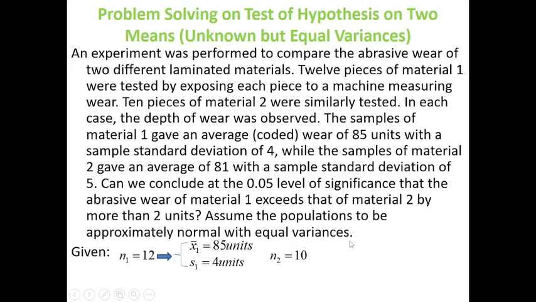For sample 2, we have 10 observations, 10 pieces of material 2. And in this case, the samples of material 2 gave an average of 81 units with the sample standard deviation of 5. So this is the sample standard deviation. Now, can we conclude at the 0.05 level of significance? So the level of significance is 0.05.